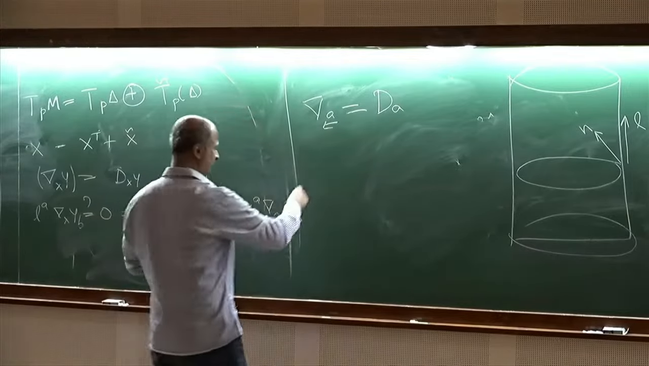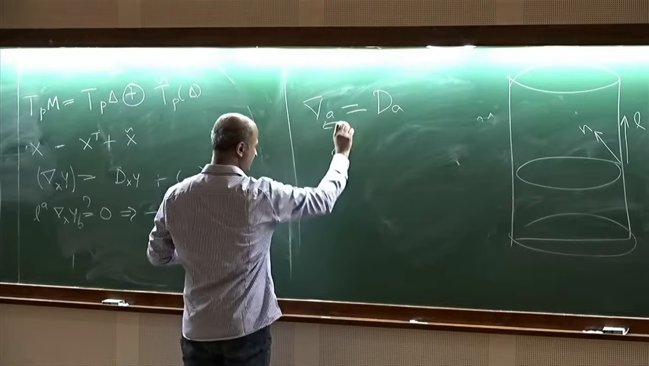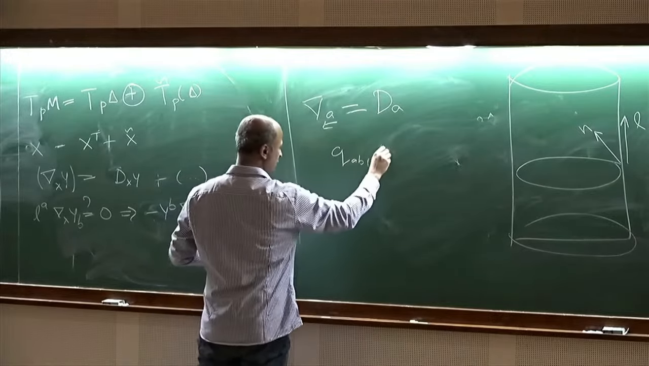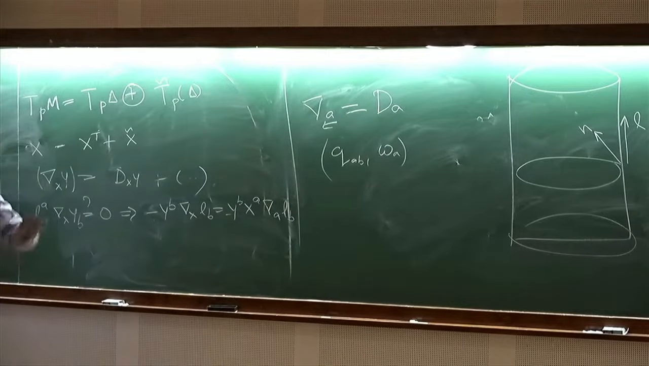So that is then the end result of this analysis, which is that the data on the horizon is the metric and this one-form omega. So given these, I know all the geometry of the horizon. So it is not just the metric that I need for this.